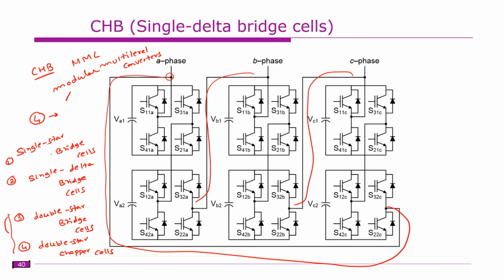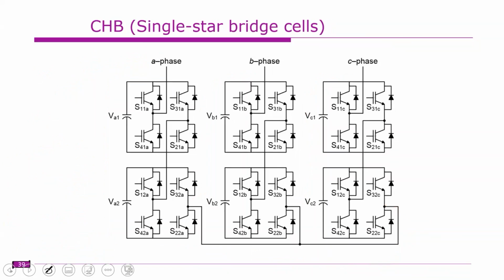The single star bridge cells, the CHB, is also known as single star bridge cells. Why is it known as single star? We have star connection here, so bridge cells are connected in star connection. That's why it is single star bridge cells, known as SSBC. So CHB is also known as single star bridge cell.